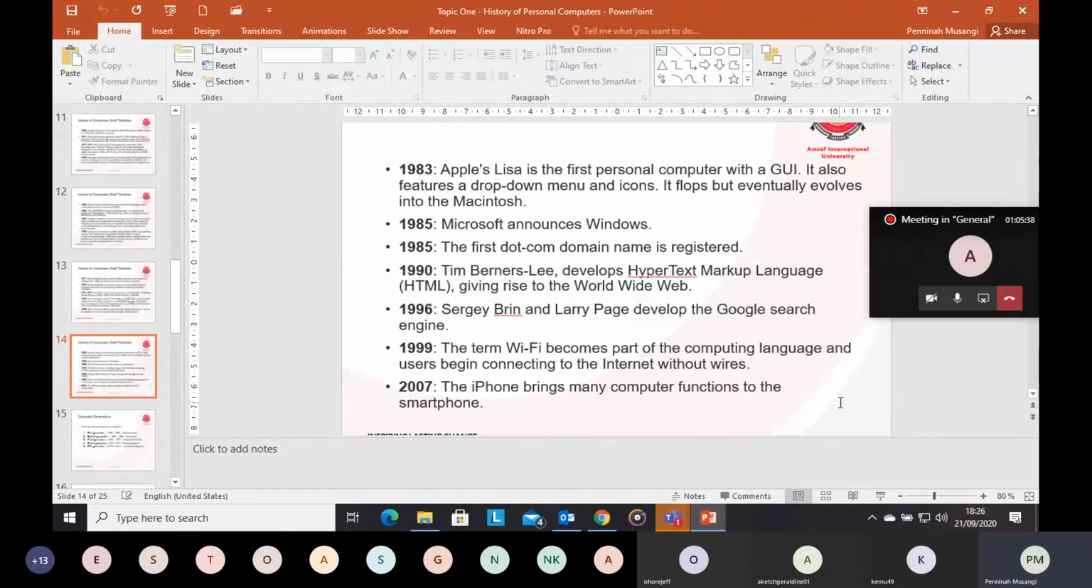1996, Sergey Brin and Larry Page developed the Google search engine. So the Google search engine came in 1996 by these two gentlemen, Brin and Larry Page.